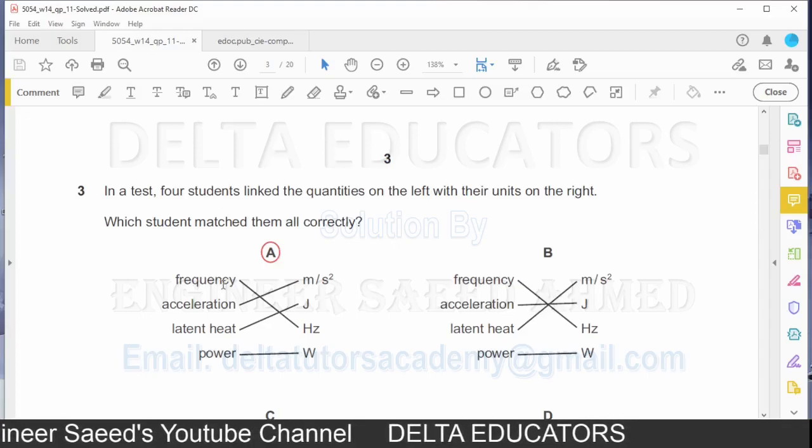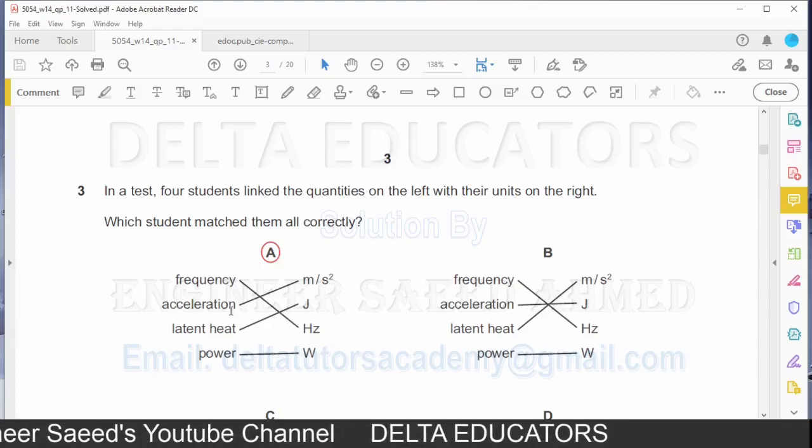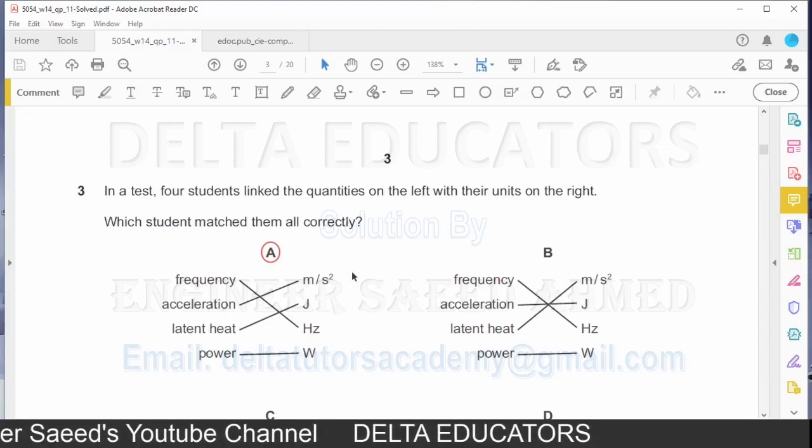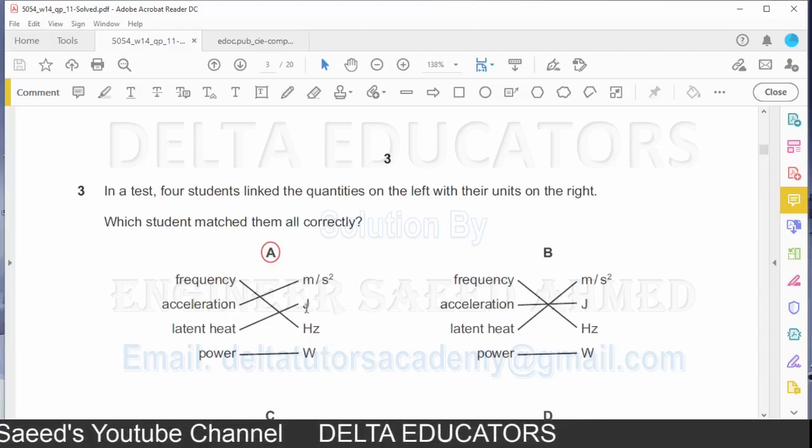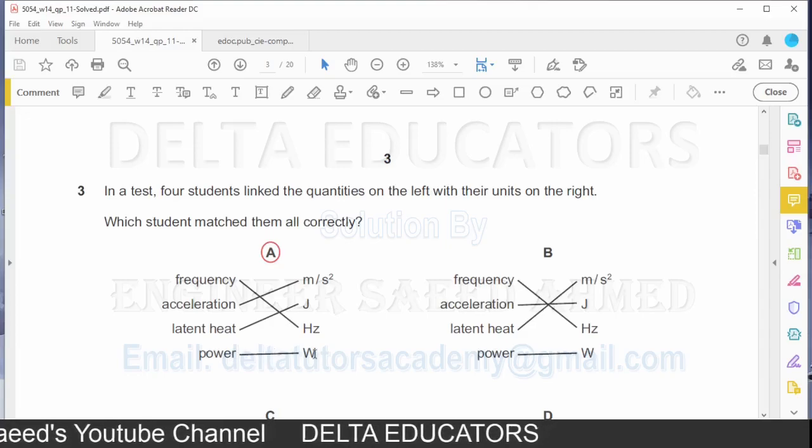In option A, for frequency it is hertz. Yes, it is correct. For acceleration it is meter per second square. Yes, it is correct. For latent heat it is joule. Yes, correct. For power it is watt. It is correct. So our correct option is option A.